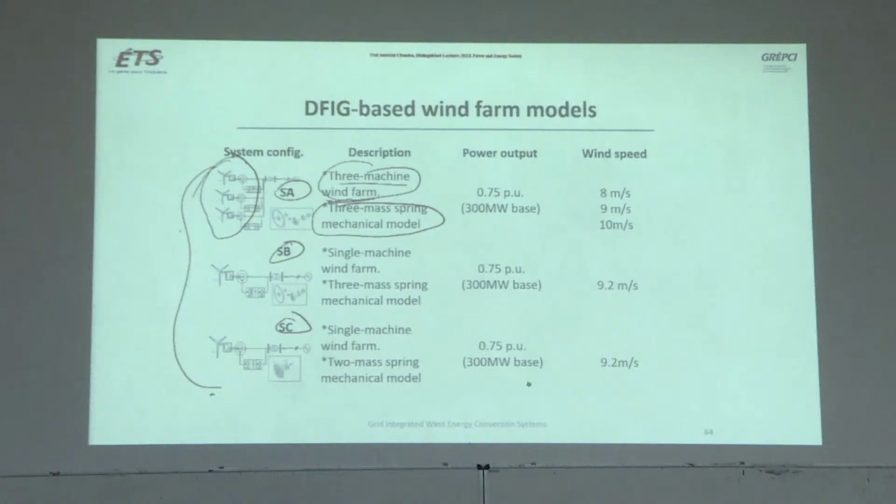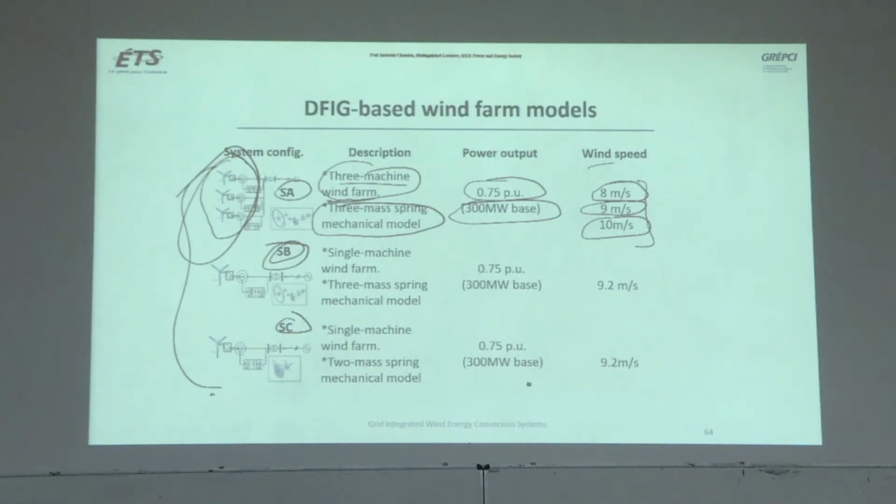And he said, okay, geographically, because a wind farm is a big area of many kilometers, wind speed may be different at different places. So he considered 3 wind speeds at 3 different machines: 8 meters per second, 9 meters per second, and 10 meters per second. And for power output at 300 megawatt base, he took 0.75 per unit.